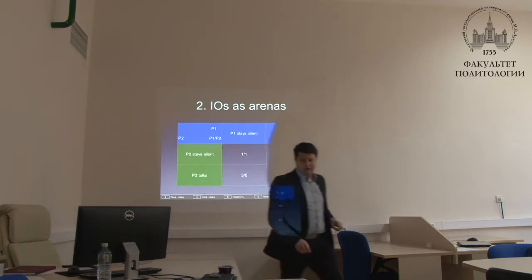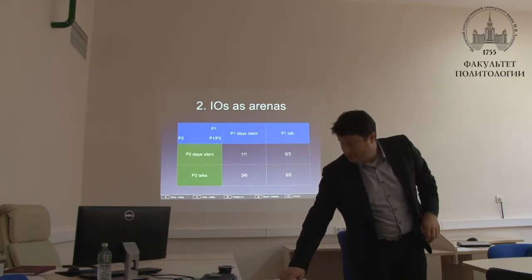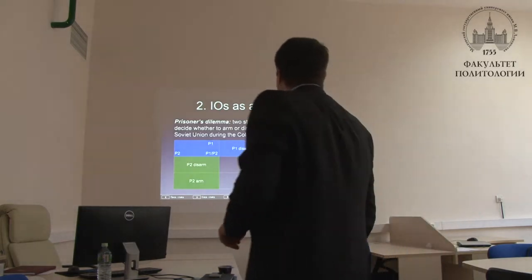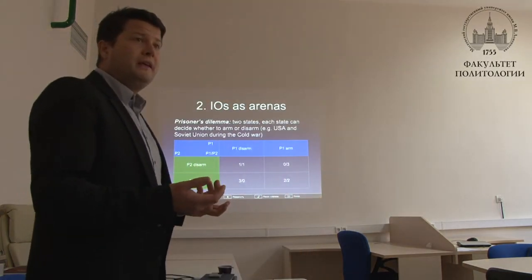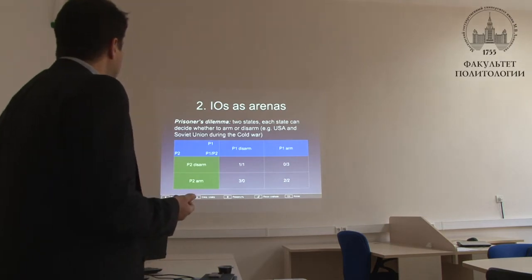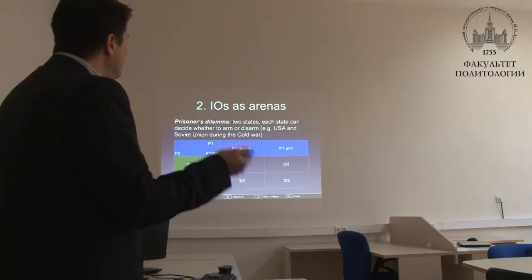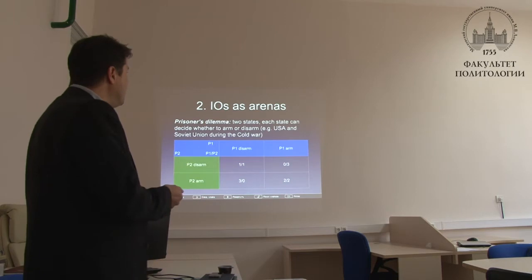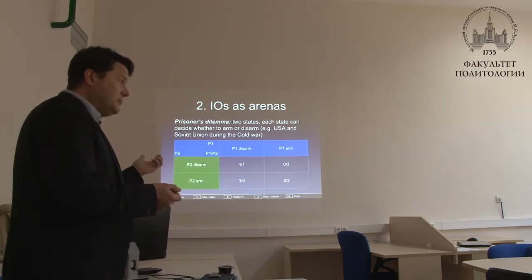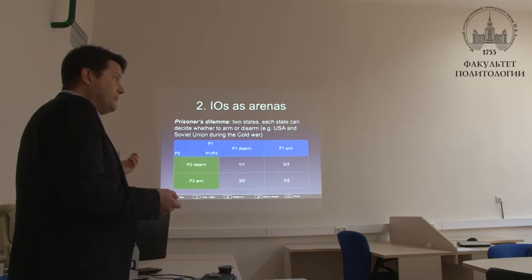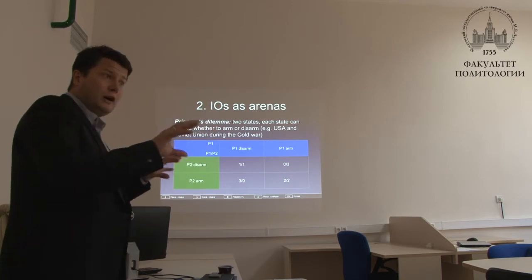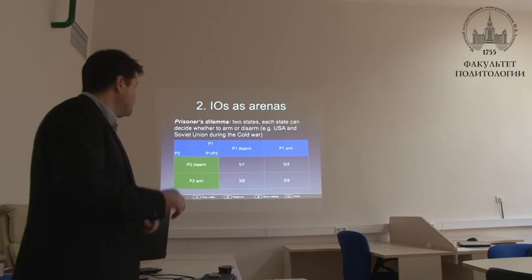And this is exactly the same for states, or this can be easily translated to states. This is the way liberal theory uses the prisoner's dilemma. We have two states, and each state can decide whether to arm or to disarm. The perfect example is the United States and the Soviet Union during the Cold War. Both countries can decide either to arm or to disarm.